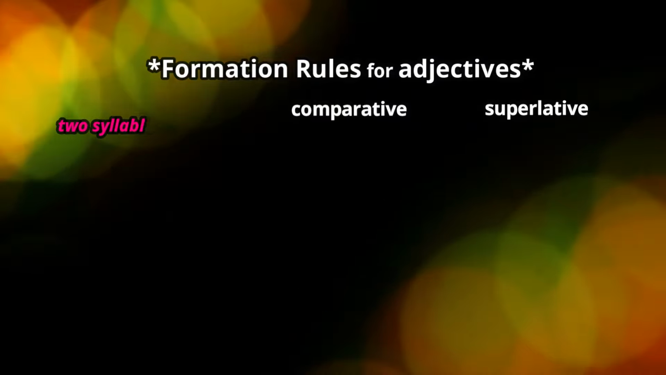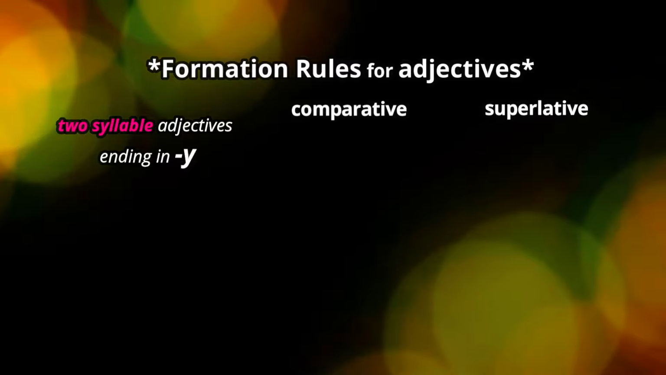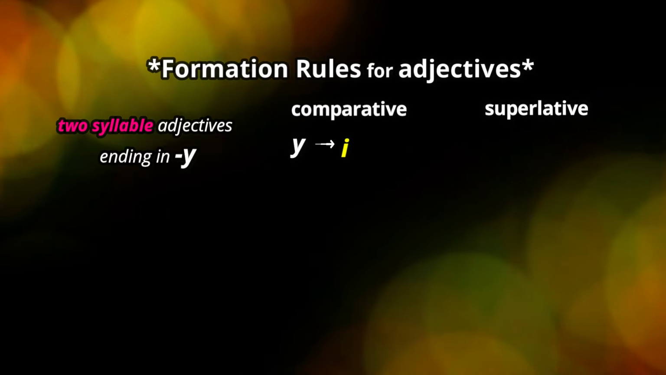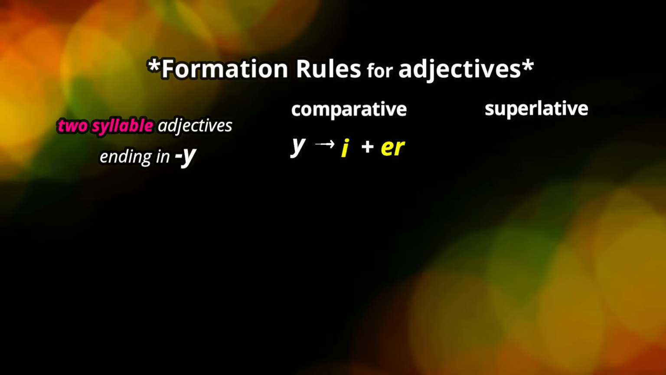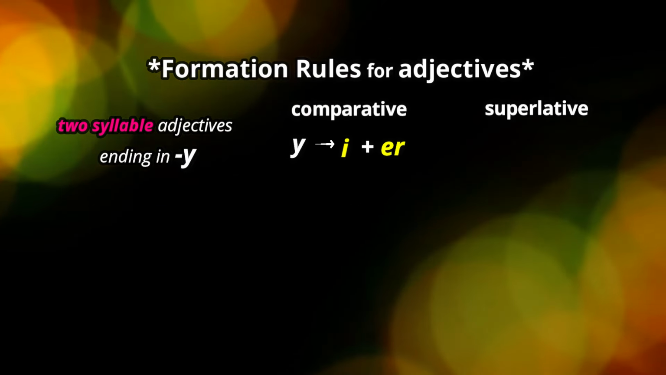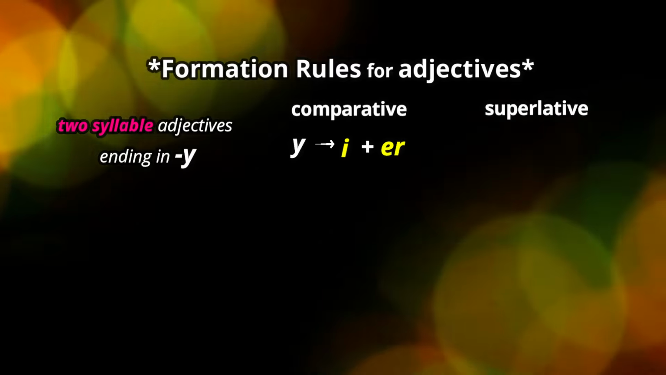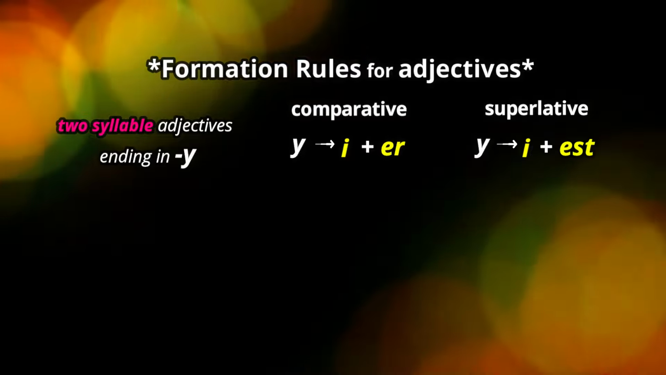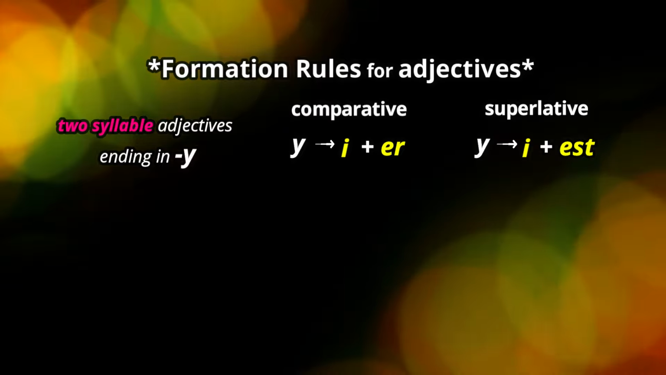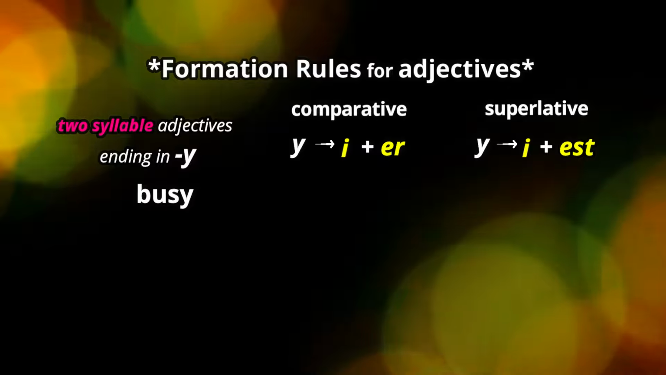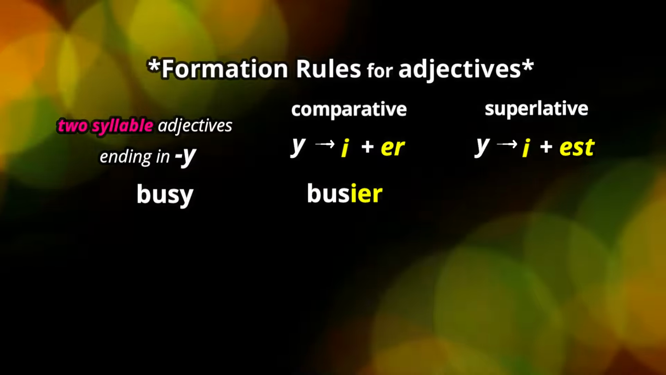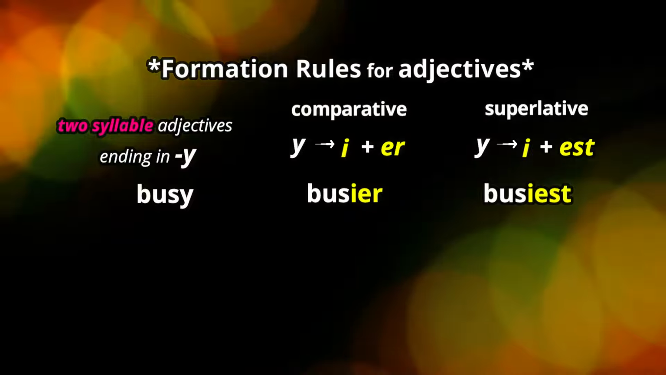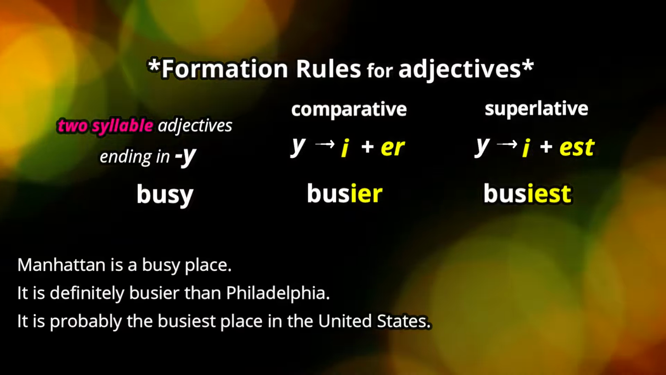All right, for two-syllable adjectives ending in Y, just change the Y to I and add ER for the comparative form. And for the superlative form, just change the Y to I and add EST. So first we have the adjective busy. The comparative is busier. The superlative is busiest. And let's read the examples now.